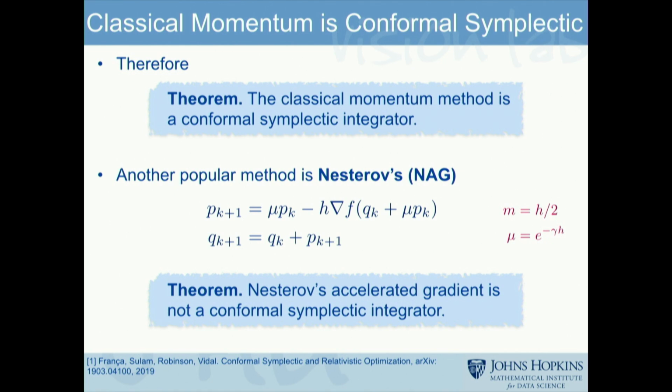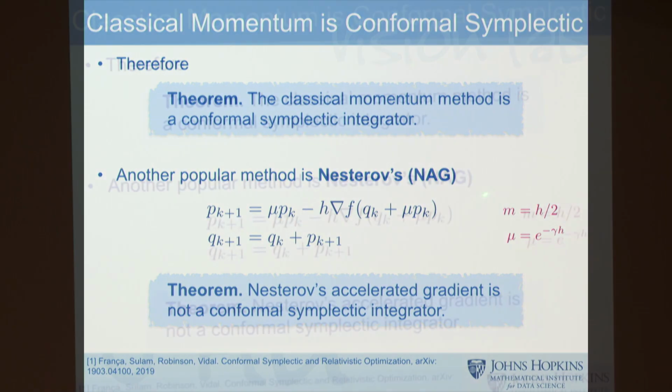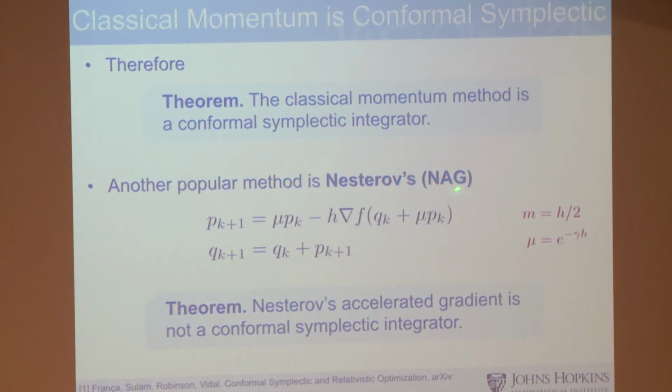Interestingly, you can look at one of the other most famously used methods in deep learning, Nesterov accelerated gradient, and look at the iterates, and now you have what it means to be symplectic. And you can prove that Nesterov is not. So that's an important distinction between momentum and Nesterov: one is symplectic and the other one is not.